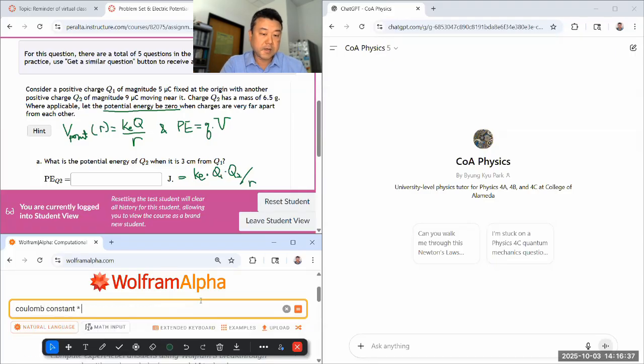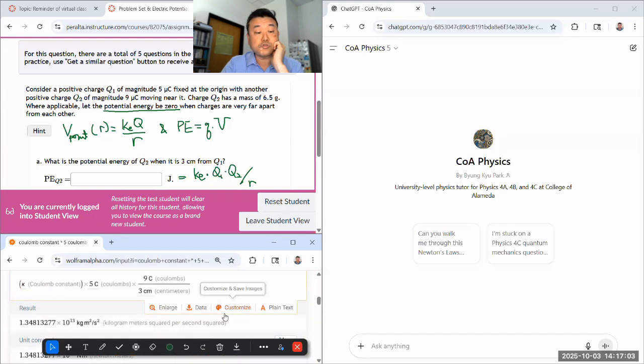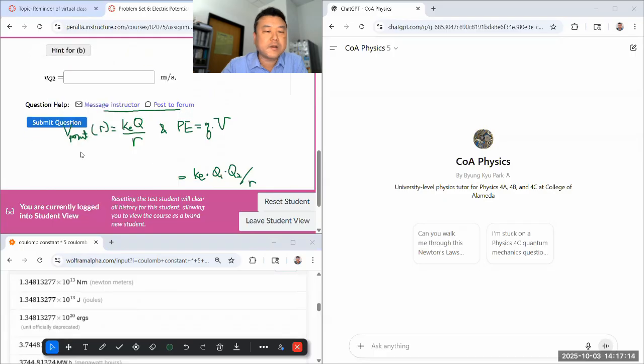So here I could be doing the Coulomb constant times the charge 5 coulomb. I forgot about the micro. Coulomb times the 9 coulomb, and let's say I correctly ignore the mass for now, divided by the distance 3 centimeter. That should give me an answer in joules. Yeah, so you have joules, but you forget and you say 1.348. I guess it's probably not overly plausible.